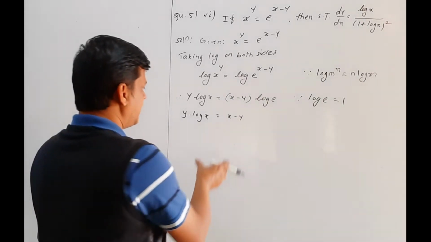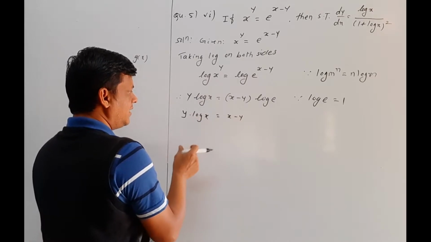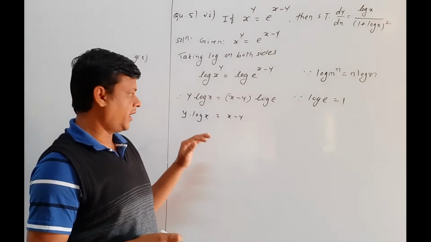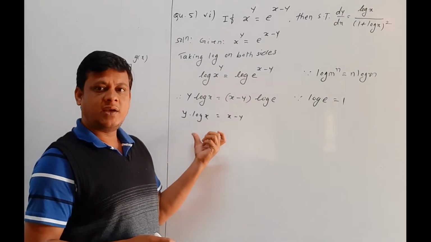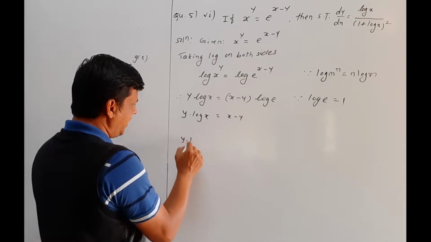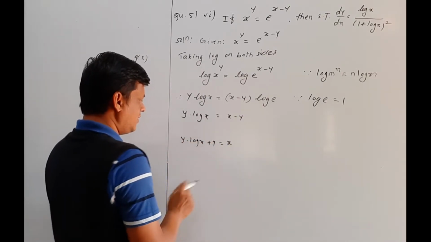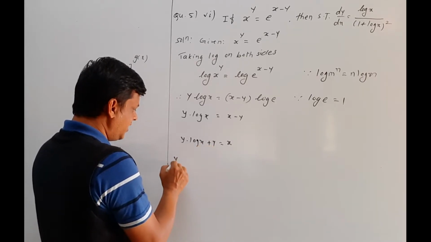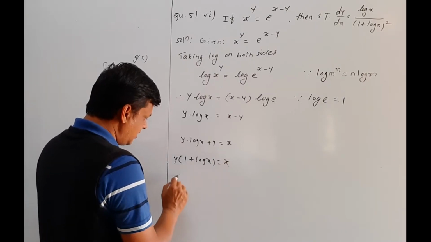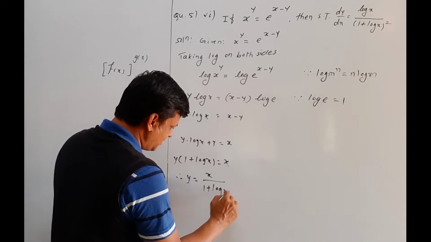So before differentiating it, we transfer this y to the left hand side. That means we reduce this in one variable form, in y variable. So we write here minus y to the left hand side, y into log x plus y is equal to x. So take y common here. So we write here 1 plus log x is equal to x. Therefore y is equal to x upon 1 plus log x.